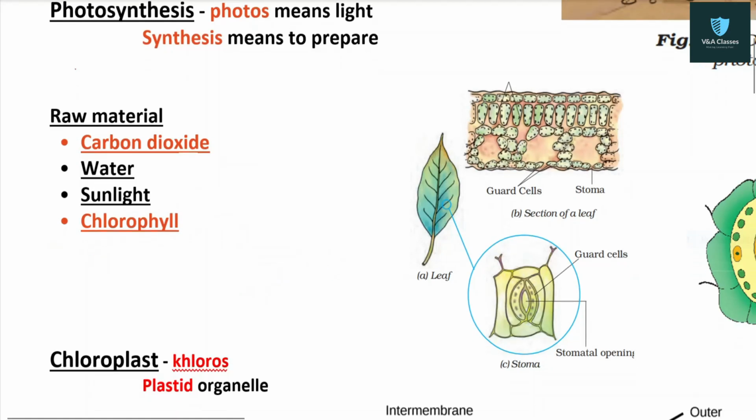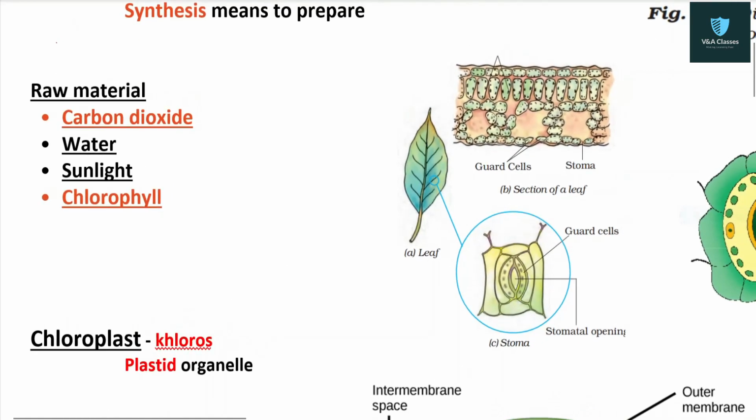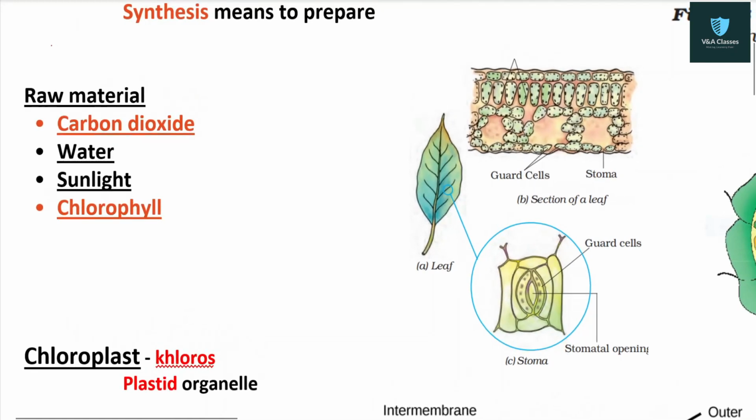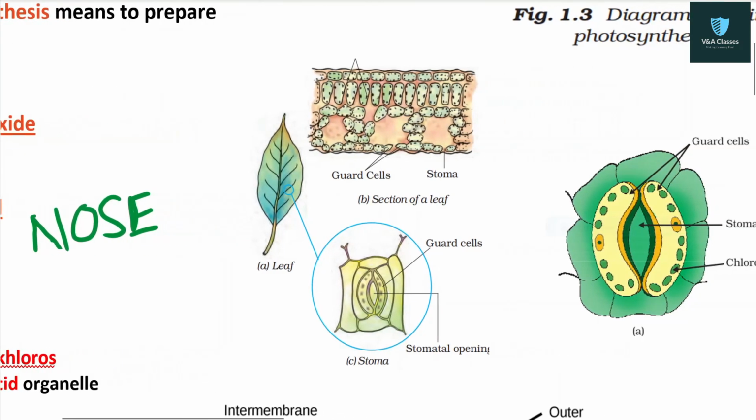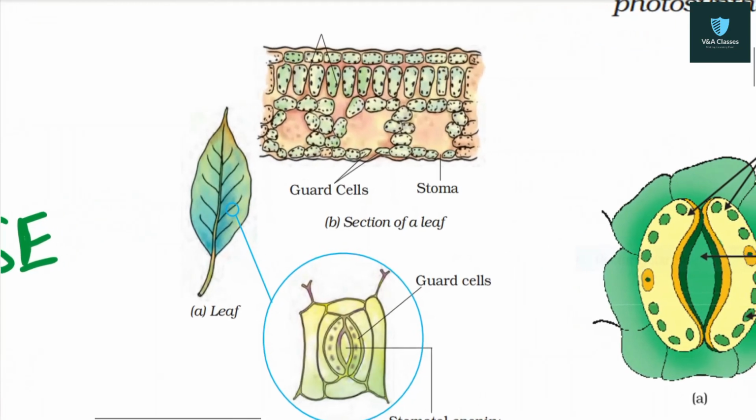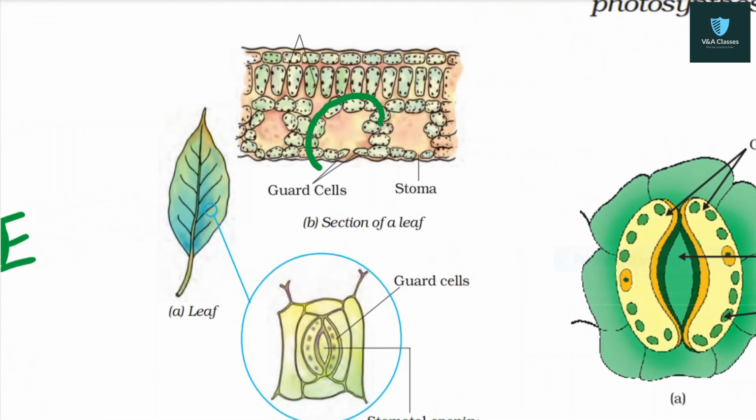So we all know carbon dioxide is present in air. So how will plants take that carbon dioxide into them? Like in humans, we have a breathing apparatus, we have a nose by which we take in gases. Similarly, in plants, there are some specialized structures which are called stomata.